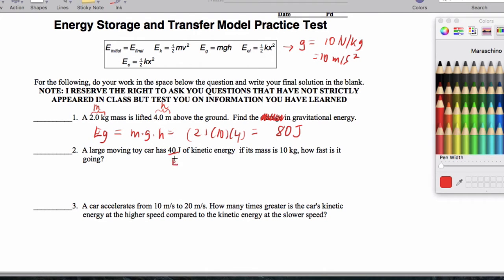It's got a kinetic energy of 40 joules, so I expect you to identify joules as energy. Its mass is 10 kilograms, and we want to know its speed. So I'll write EK is 1/2 mv squared, and we'll plug in our numbers. So 40 equals 1/2 times 10 times v squared. V ends up being the square root of 8, which is about 2.8 meters per second.